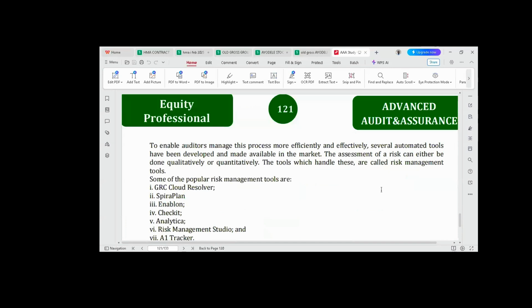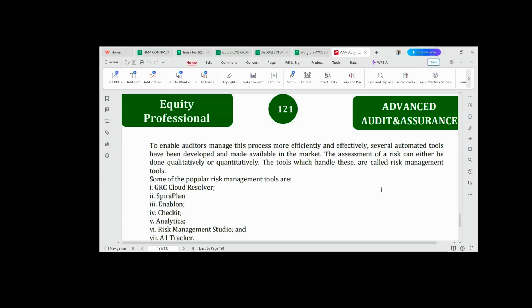a risk management or risk analysis tool that will help the auditor assess the risk that the client's business is open to, both qualitatively and what? Quantitatively. That is, you're going to look at it from the angle of the financial statements, and you are going to look at it from the angle of non-financial performance or non-financial information.